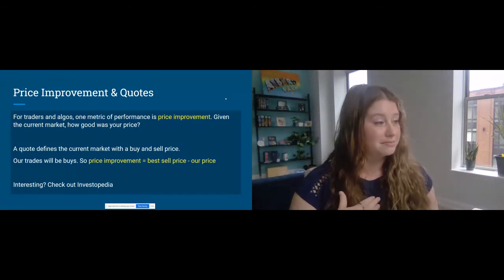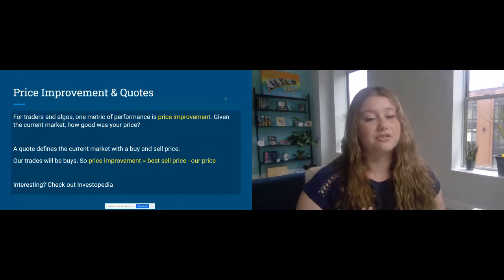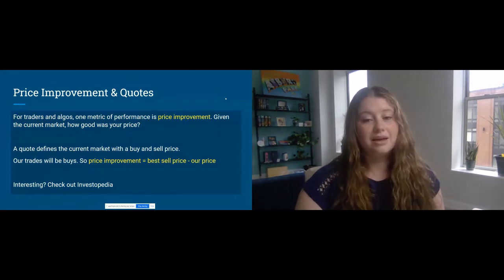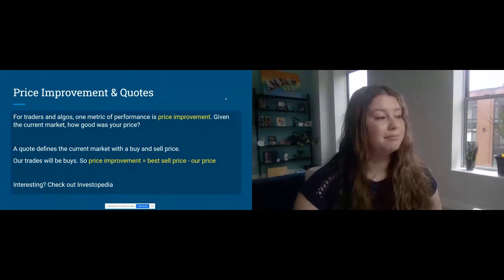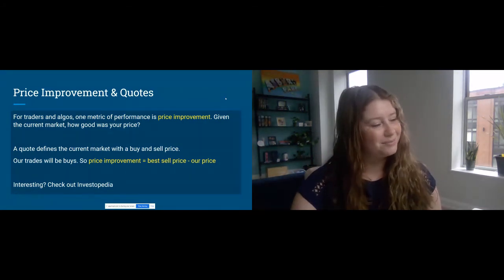All of our trades are going to be buys just for the sake of convenience. So for us, our price improvement calculation will always be best sell price minus our price. The difference between the two of those is your price improvement.